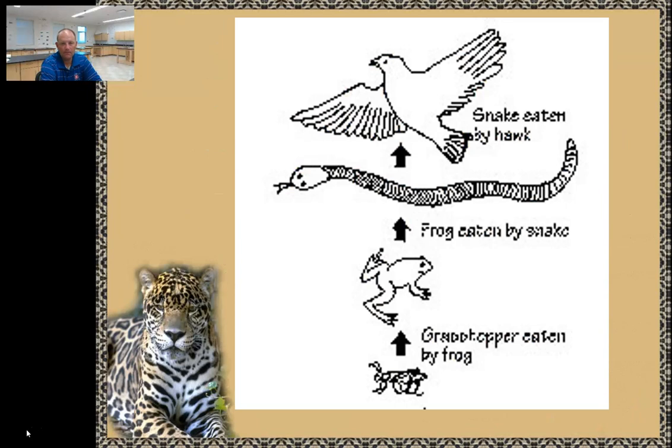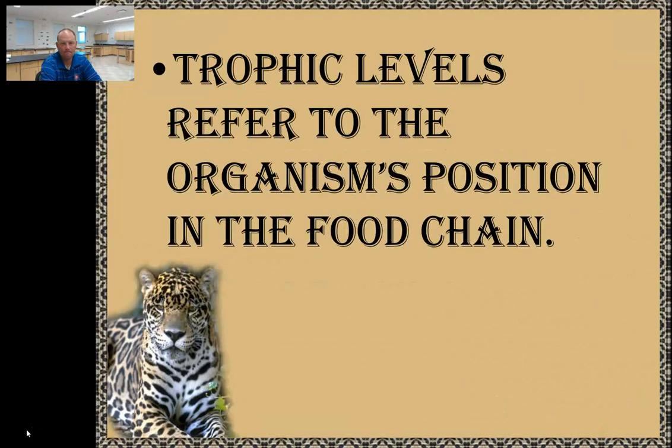Wrong button. Okay. Trophic levels. Now, if we talk trophic levels, understand that trophic levels refer to the organism's position in the food chain. So autotroph, remember we said, means self-food. Well, the trophic level for that would be the very bottom, the autotroph, meaning self-food, and it can make its own food.